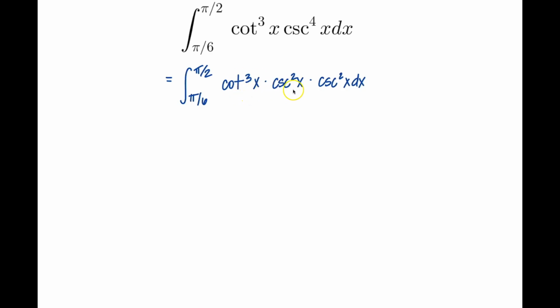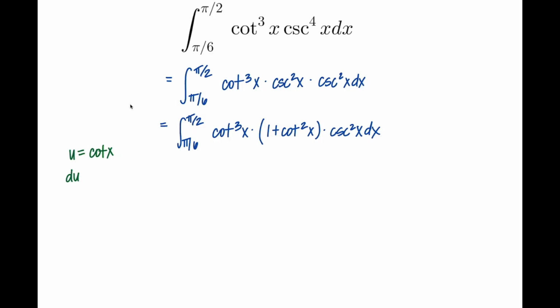So the first part is fine, but I need to rewrite cosecant squared x using the Pythagorean identity. So we're going to have the integral from pi over 6 to pi over 2 of cotangent cubed x times the quantity 1 plus cotangent squared x times cosecant squared x dx. This works out great to start our u substitution. U is cotangent x, du is negative cosecant squared x dx. So we're only off by a negative. Negative du is cosecant squared x dx.